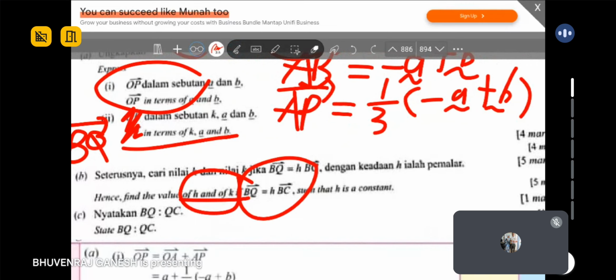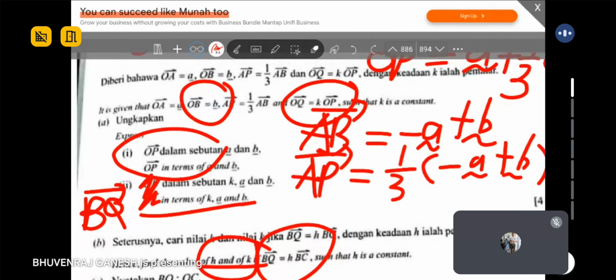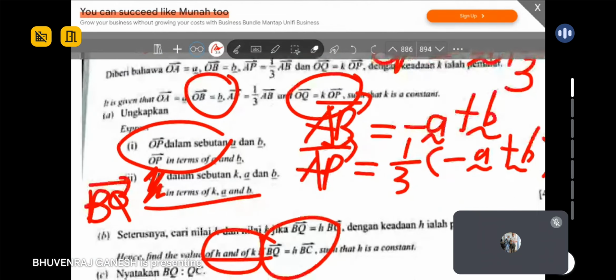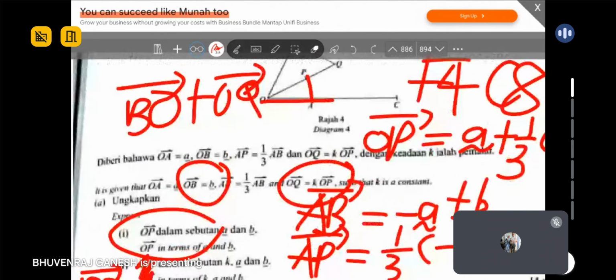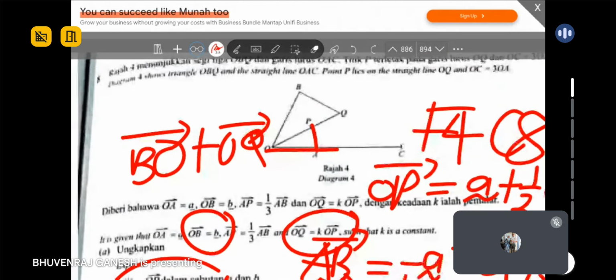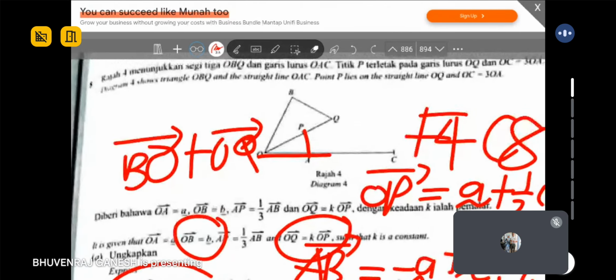Use this information. Okay, BQ, kamu dah ada jawapan. BC, BC kamu kena carilah. Okay, BC equal to BO tambah OC. Okay, kamu boleh kata macam tu lah. Kalau yang lain, saya rasa tak ada lah. Okay, BO plus OC. So OC, macam mana dapat jawapan dia?